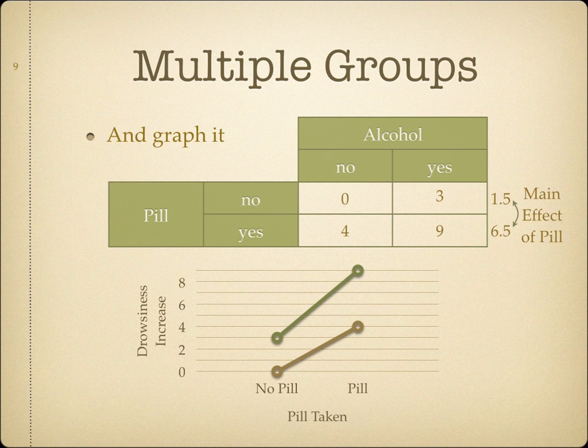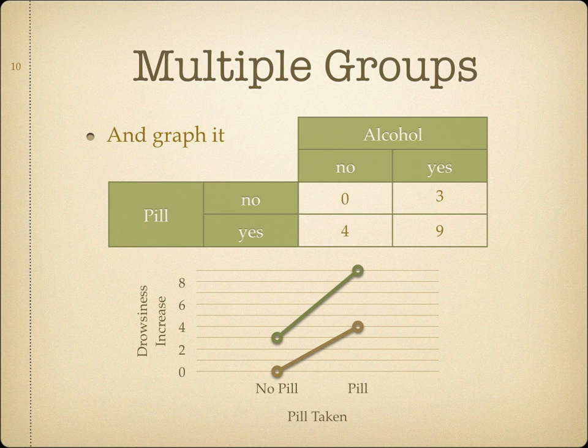We're just looking at, on average, for all of our participants that did not have a pill, and for all of our participants that did have a pill, what is the difference between those two groups? And that would be represented graphically simply by a line that's between the two lines that we started with. And we see that it slopes upward, that persons who had the pill have a larger increase in drowsiness than those that did not have the pill. We would declare that to be a significant main effect of taking the pill.